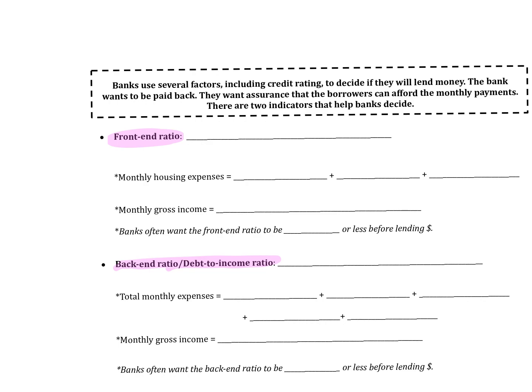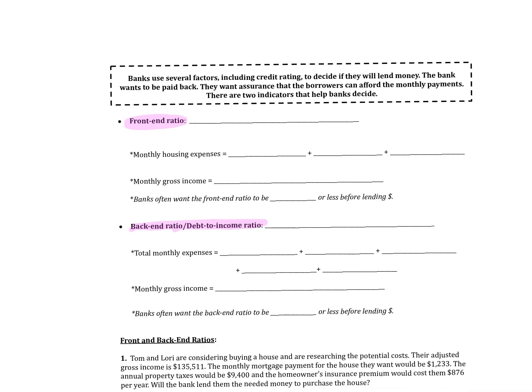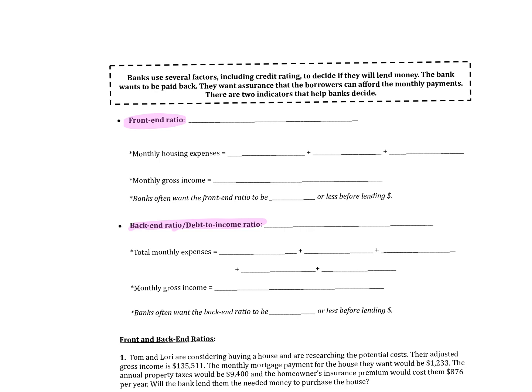Okay, so the way to remember this is that the front-end ratio considers your housing. Your back-end ratio considers everything. Okay? So if it's just housing stuff, then it's front-end ratio. If you're considering everything, it's what's referred to as back-end ratio or a debt-to-income ratio.